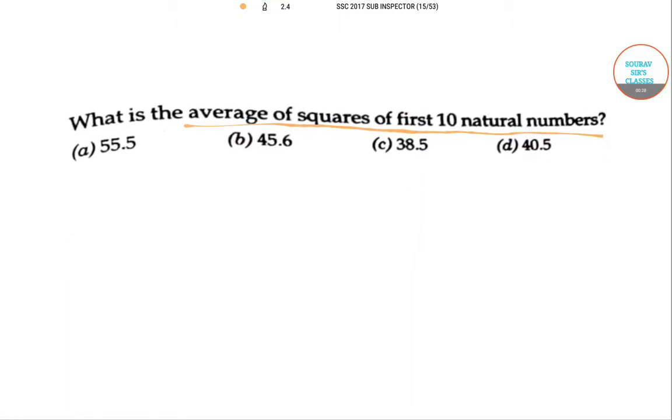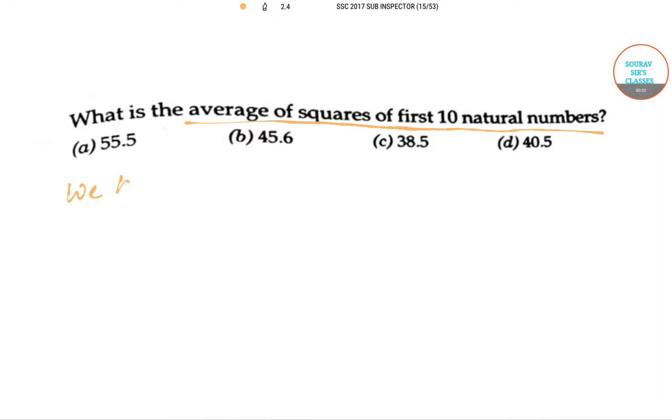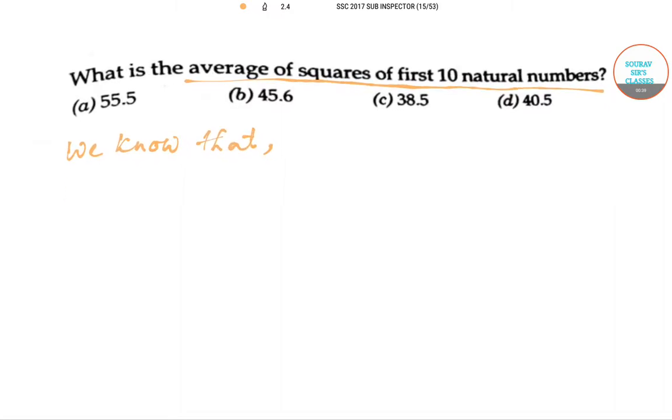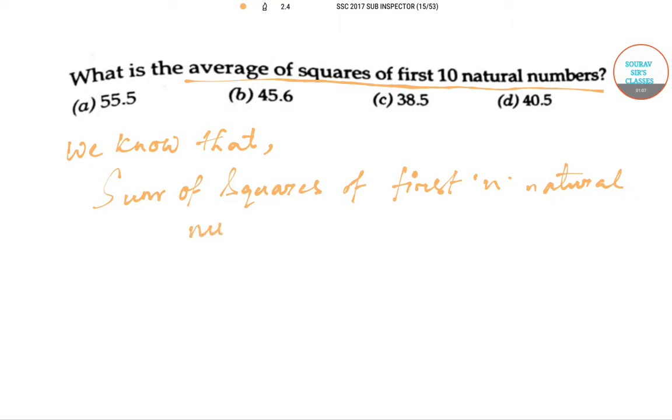So let's start. Well, we know that the sum of squares of first n natural numbers is, the formula is 1 by 6 n into n plus 1 into 2n plus 1.